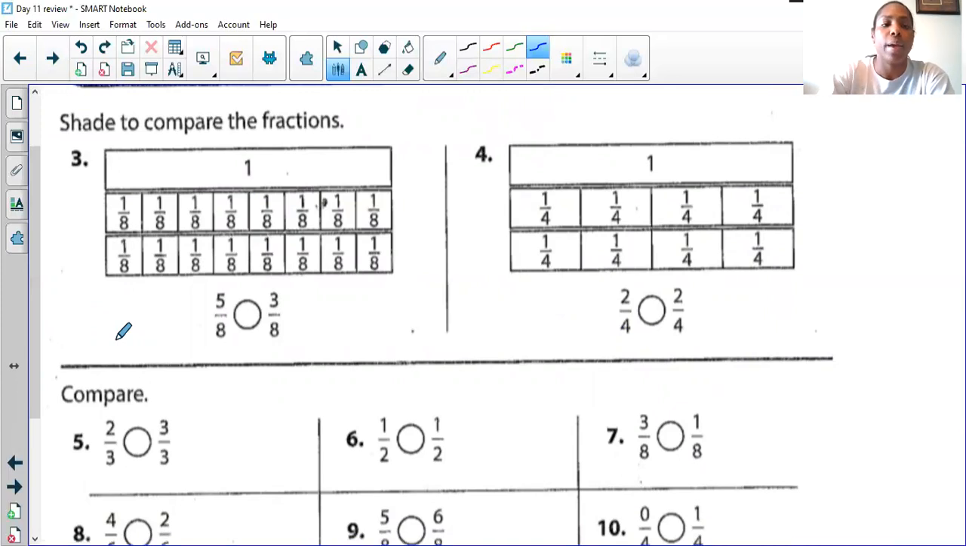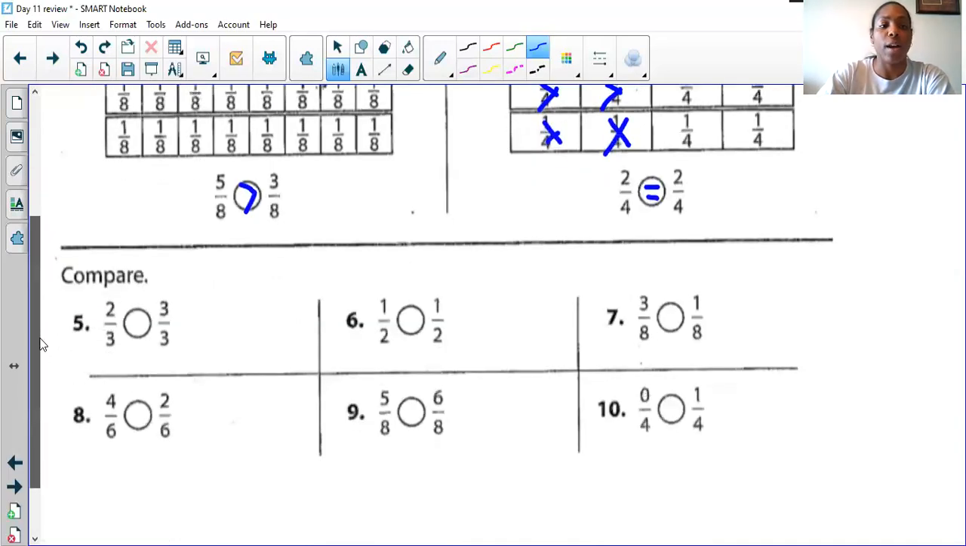All right, welcome back. So for number 3, your answer should have been 5/8. And for number 4, your answer should have been equal. Now I know you're probably going, well, how are they equal, Ms. Green? Well, 2/4 and 2/4, those are equal fractions, because if you did this correctly, it shows that you shaded in the same amount of parts right there.